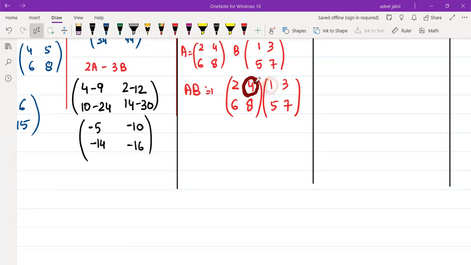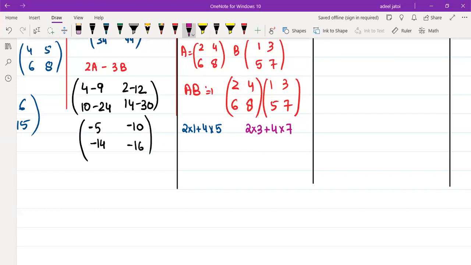And then your 4 is multiplied with 5. That means 2 into 1 and 4 into 5. So we write this as 2 multiplied by 1 plus 4 into 5. Then again, your first row multiplies with the second column: 2 into 3 and 4 into 7. So this can be written as 2 into 3 plus 4 into 7.